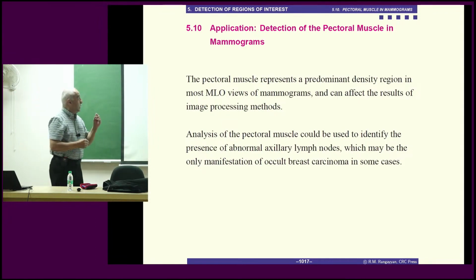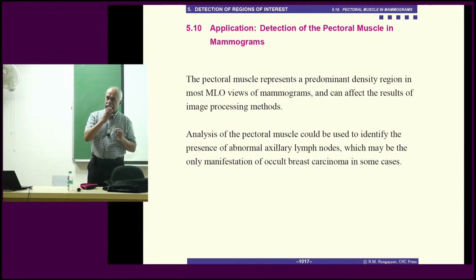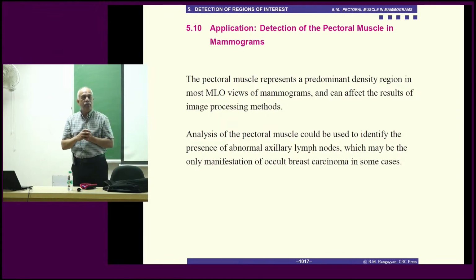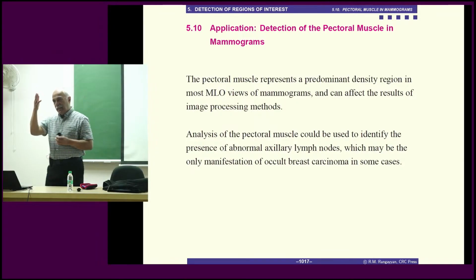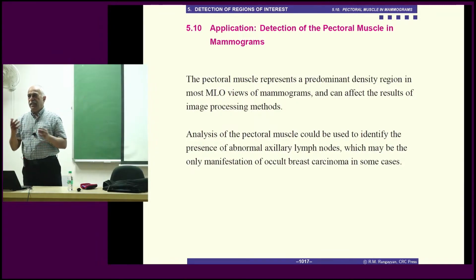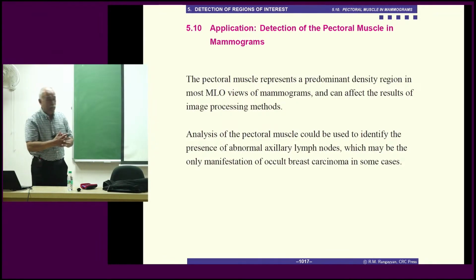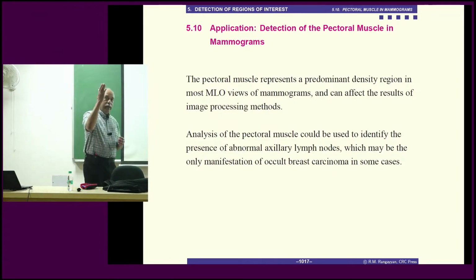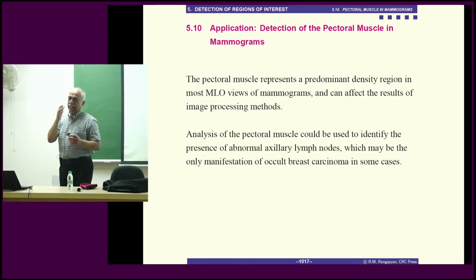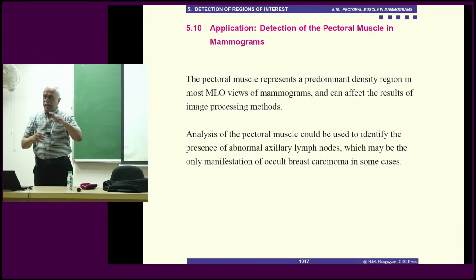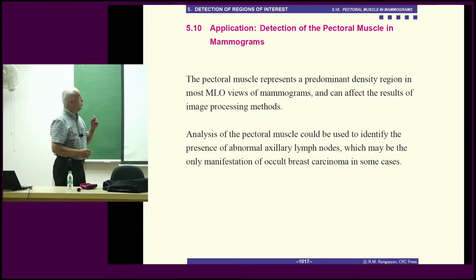So we will look at two methods. One to fit a straight line using the Hough transform. The other to find a curved line, if it exists. If it is a straight line, that's okay too, no problem. And then we can segment the pectoral muscle and remove it, because that's not exactly part of the breast, but it needs to be analyzed separately.